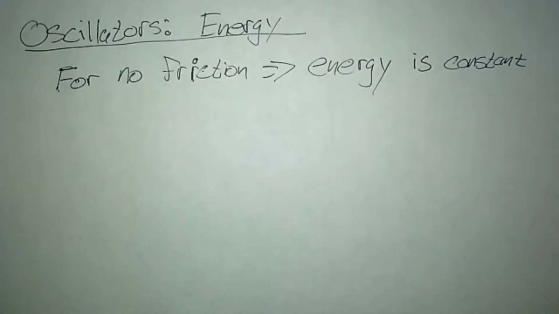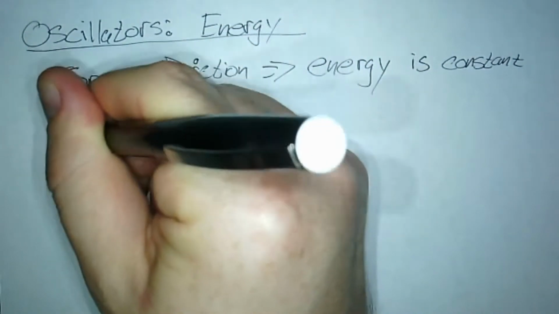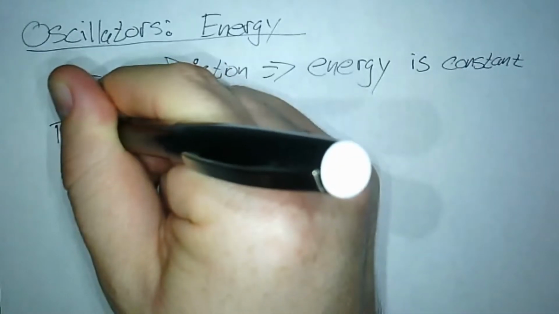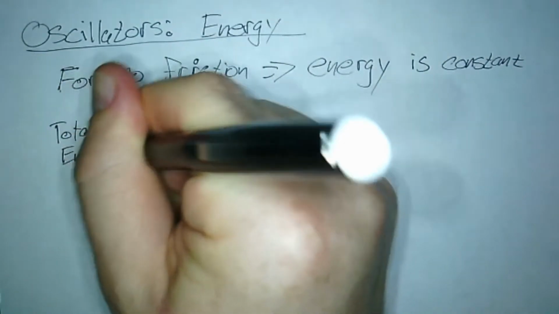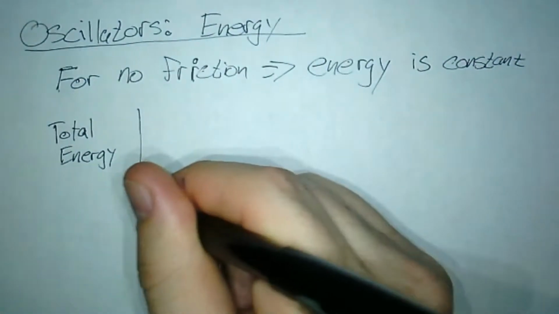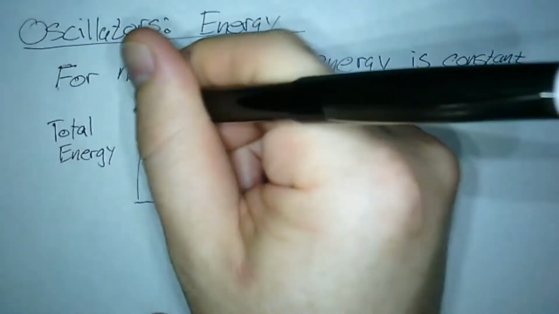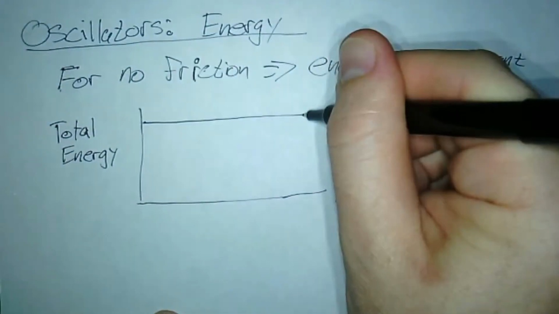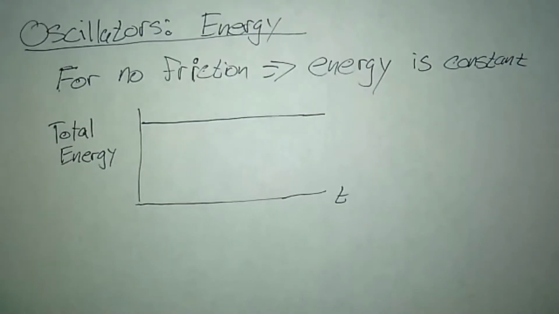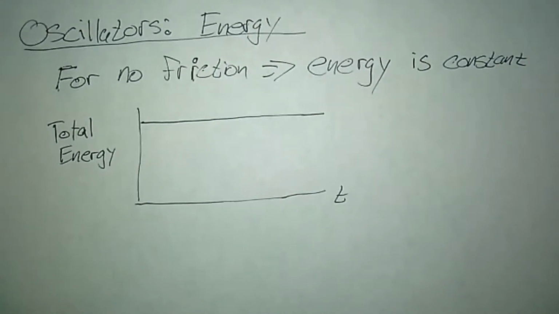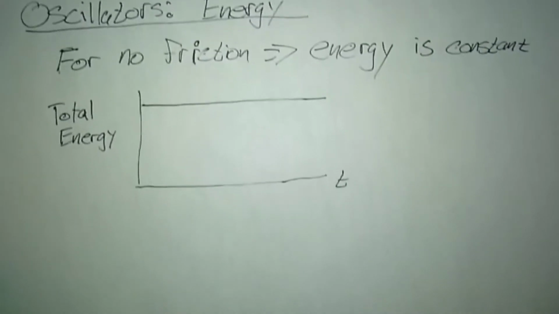So if I look at total energy versus time, obviously, since it's constant, we know exactly what it's going to look like. It's going to be a flat line, right? But I'm graphing this to prove a point in a minute, and you'll see in a little bit.